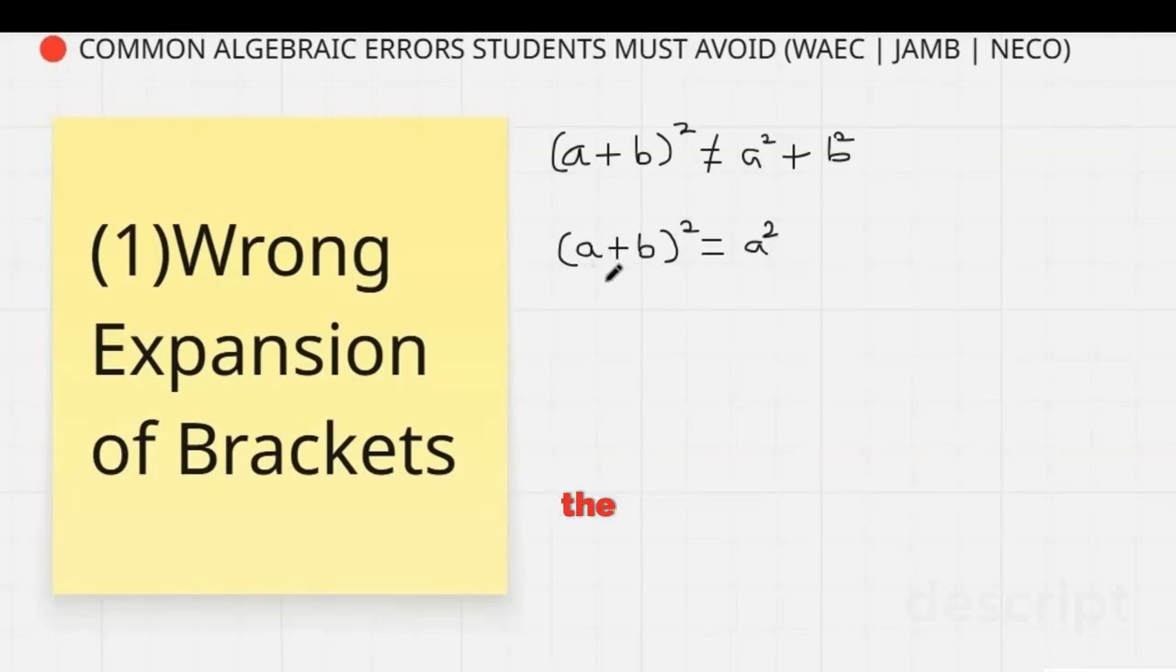Then you multiply the two terms together, a times plus b, will give us ab. Then you double it. So that will be plus 2ab. Then you square the last term, which is b. So that will be plus b squared.